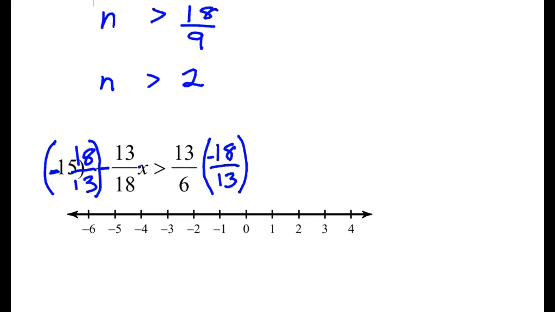And you can always cancel out. If you have one on top and one on the bottom, they cancel out. So that's why the 18s cancel out, one on top, one on the bottom, and the 13s cancel out. And then these two negatives, a negative times a negative is positive. That's a lot of work just to get this x left over by itself. So we have x. I just multiplied by a negative, right?